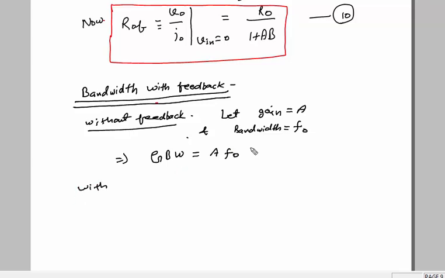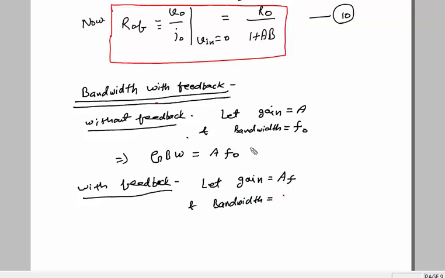Now with feedback, let us define terms. Let the gain equal AF and the bandwidth equal FF. In this case, what will be the gain bandwidth product? GBW will be the gain AF multiplied by the bandwidth FF. Let's call this equation number 11 and this equation number 12.